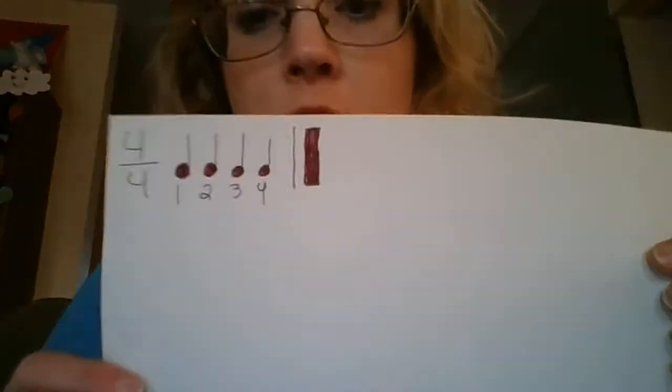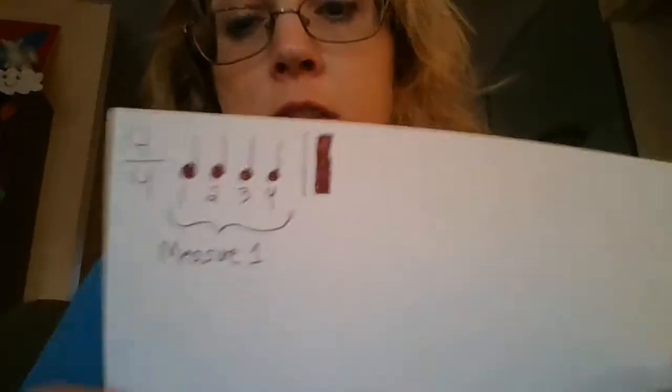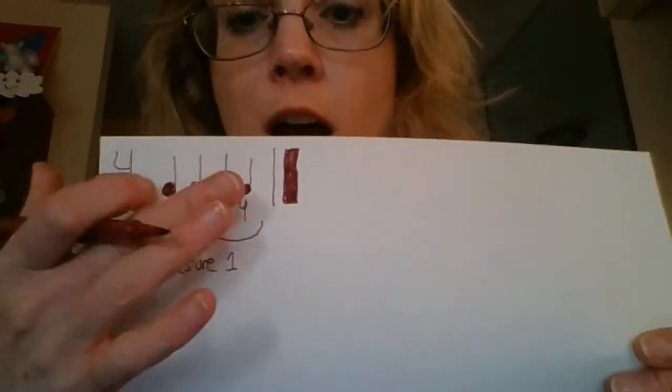1, 2, 3, 4. Now the top 4 doesn't mean there's 4 notes in a measure. It just talks about the counts, the number of counts you need in each measure. Doesn't mean 4 notes. Doesn't mean 4 of anything. This is our first measure that we're making together. So this is 1 measure. So I'm going to put measure 1 underneath. Measure 1. So here you have the time signature, our measure, and then the double bar line. And that's the back door.